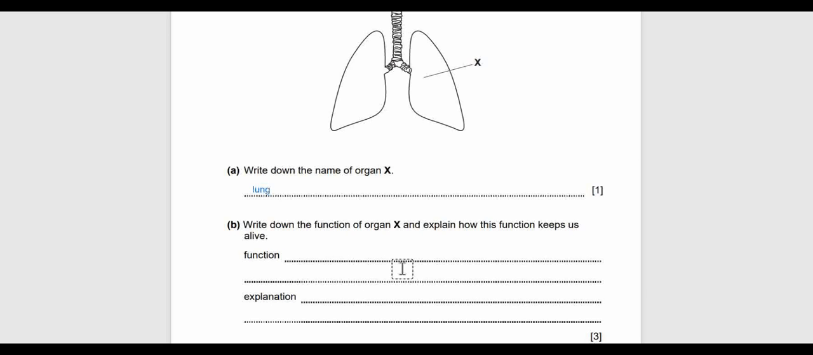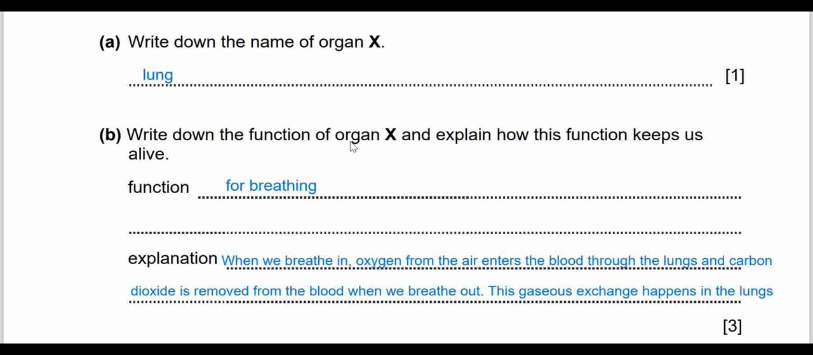Okay, let's open up the answer, guys. So the function of organ X, the lung, is for breathing. Explanation: when we breathe in, oxygen from the air enters the blood through the lungs, and carbon dioxide is removed from the blood when we breathe out. So this gas exchange happens in the lungs.